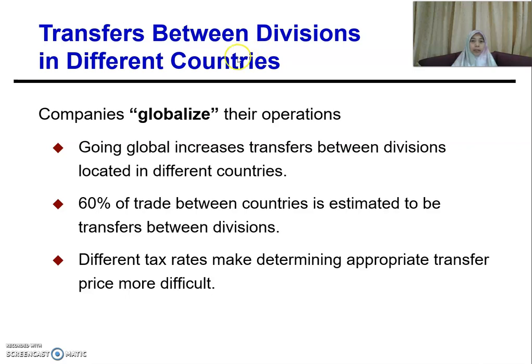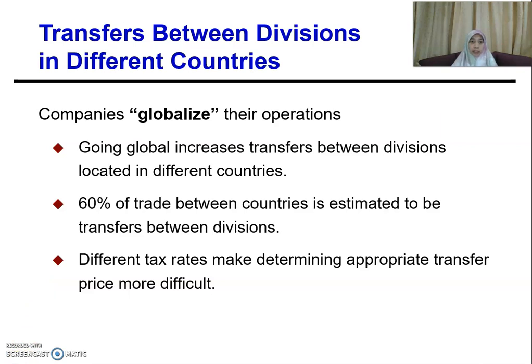What if the transfer price occurs for divisions that reside in different countries? Companies globalize their operations, so going global increases transfers between divisions located in different countries. You just need to be aware that different tax rates make determining the appropriate transfer price more difficult. If you are doing a global transfer price, there could be a tax implication with regard to that.